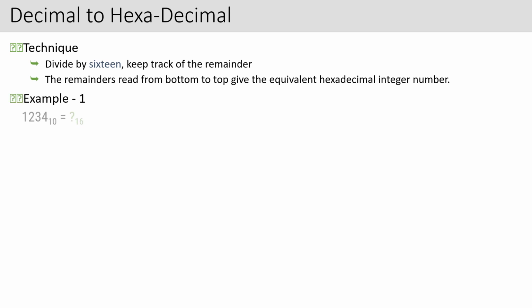So for example, I'm taking the number 1234 to the base 10. I want to convert this decimal to a hexadecimal number. So what we will do is divide this 1234 by 16. If I divide 1234 by 16, the nearest quotient is 77. So when you multiply 16 by 77, you will get a remainder. What will be the remainder? The remainder is going to be 2. Then again you divide this 77 by 16.